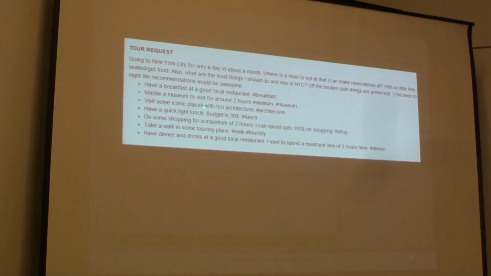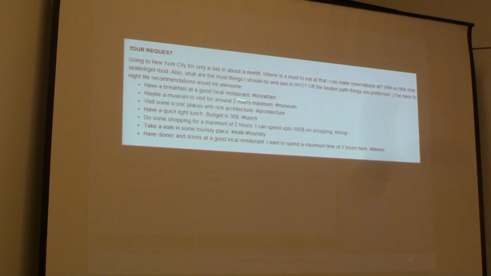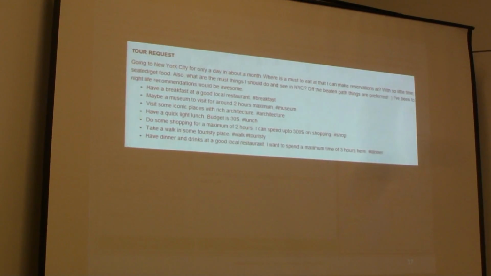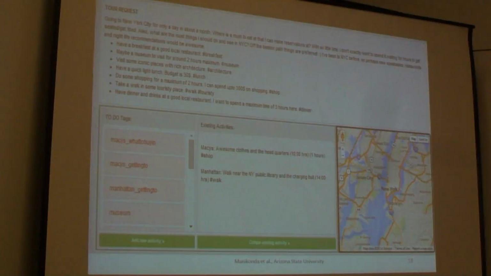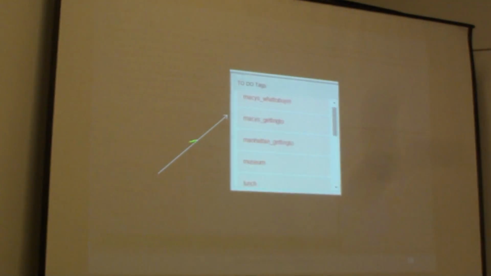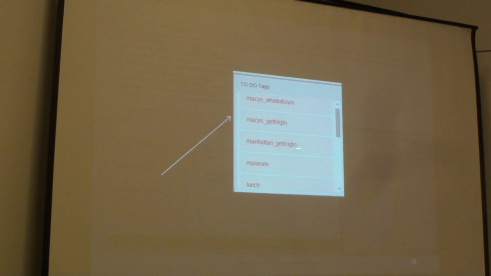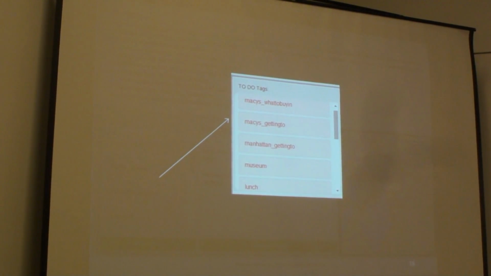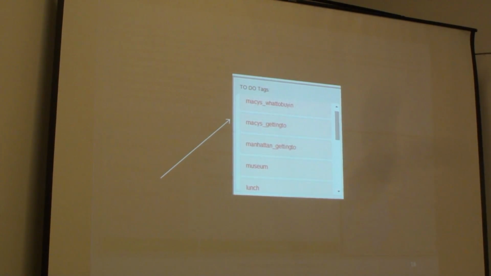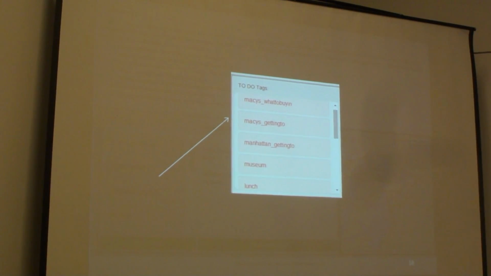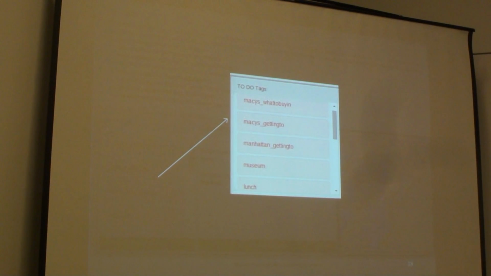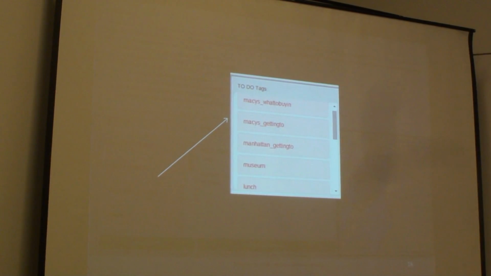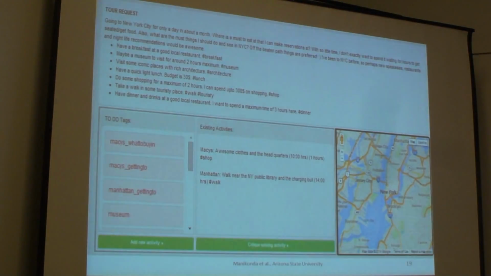So maybe a museum to visit, that's a preference. Around 2 hours maximum, that's a constraint on time, and so on. So this is a collection of those things. There's also, if you notice, a set of to-do tags. Now these to-do tags are generated either by the crowd or by the planner in an automated fashion. So we put all of them in the same place because ultimately the goal is to help the next round of workers who come in to make a better version of the plan, to iteratively refine the plan. So these are some suggestions on to-do tags.